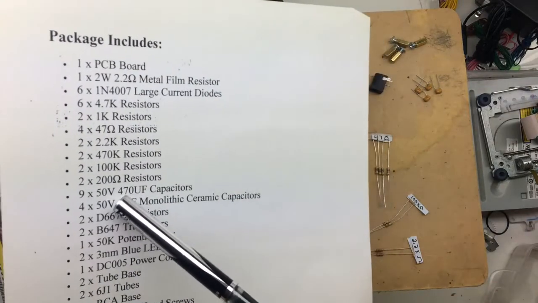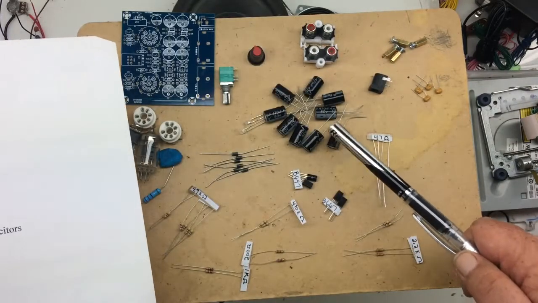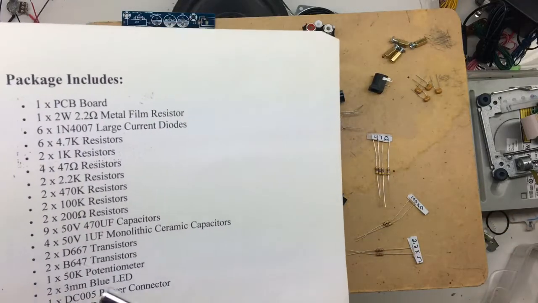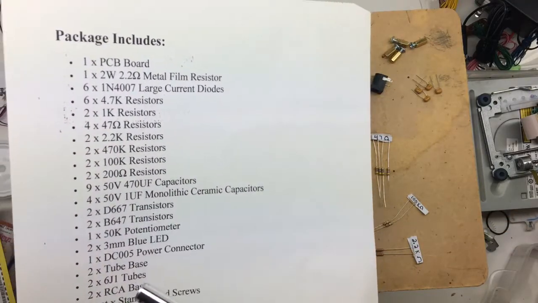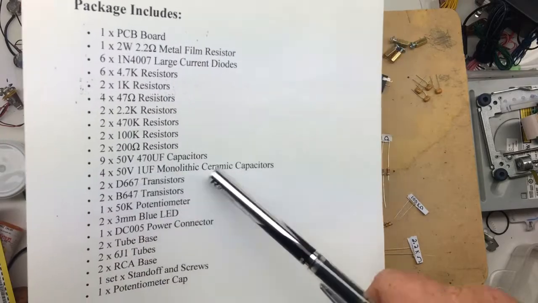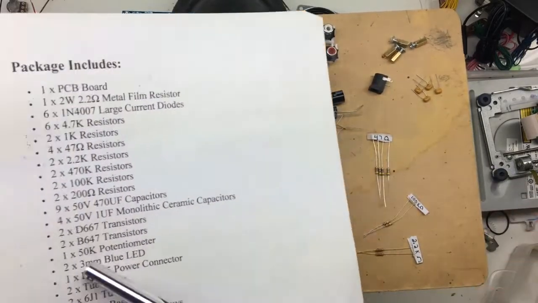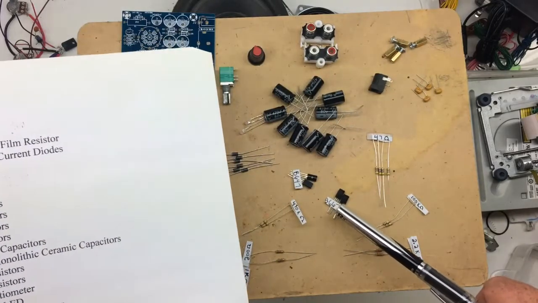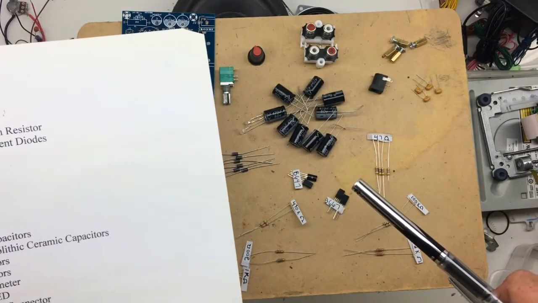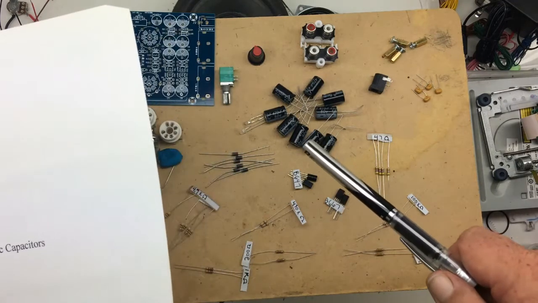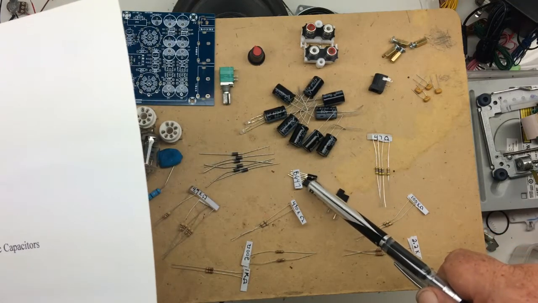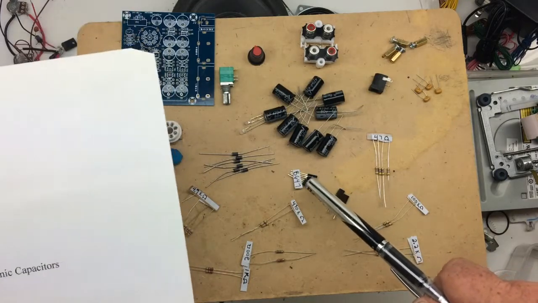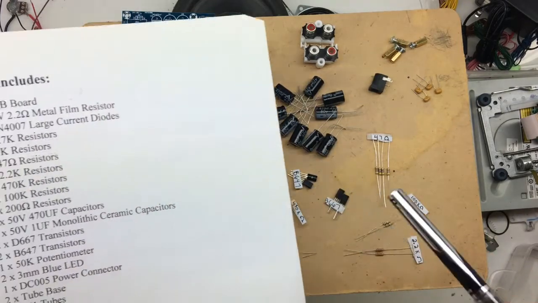We have 9 50 volt 470 microfarad film caps, 450 volt 1 microfarad monolithic ceramics right there. D667 transistors are here, or the B667s are here. I have one here that's not marked of the 647s. I'm hoping that it is a 647. So we'll see when we get it put together.